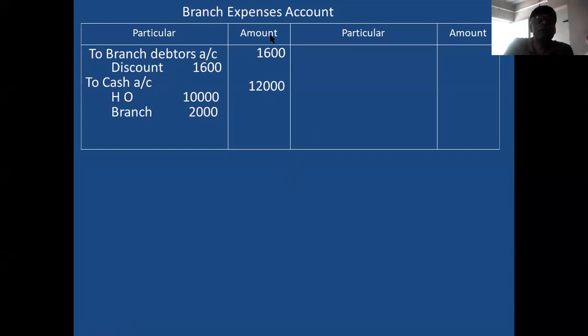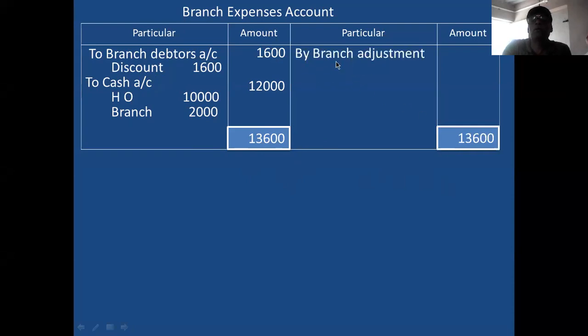Now you close the account. Total is 13,600. This total goes to the branch adjustment account, on the debit side. Branch expense is cleared. Then come to the branch adjustment account.